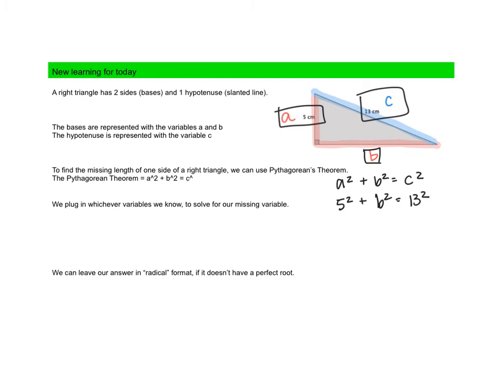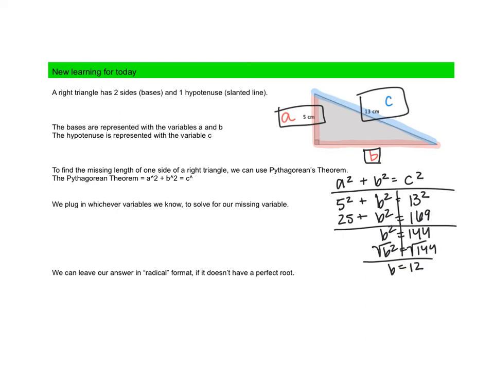Okay, from there you can solve, and I'll do that really quickly. And we did this on our first example, but I got b by itself, and I was able to find that b equals 12 centimeters.